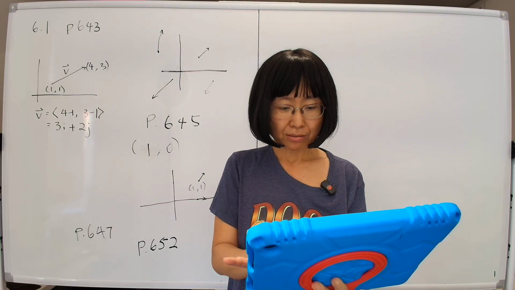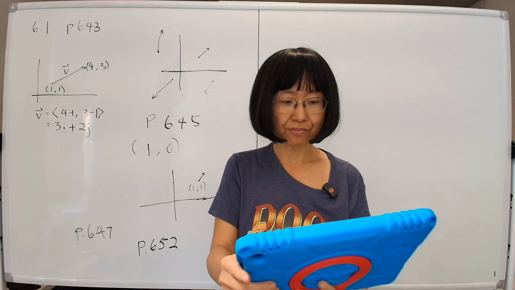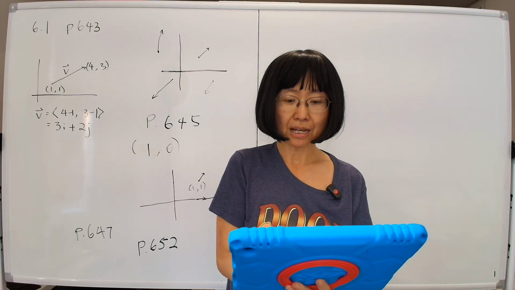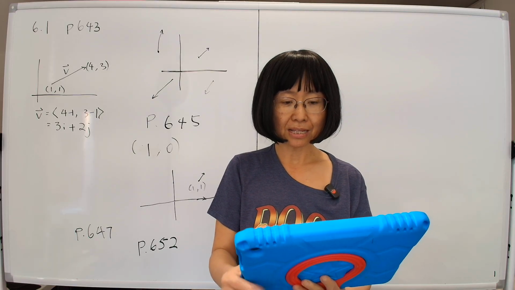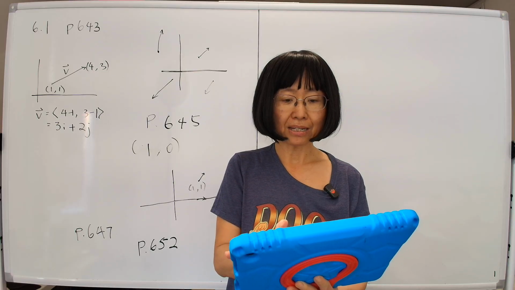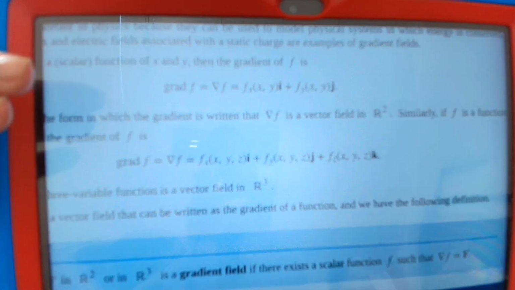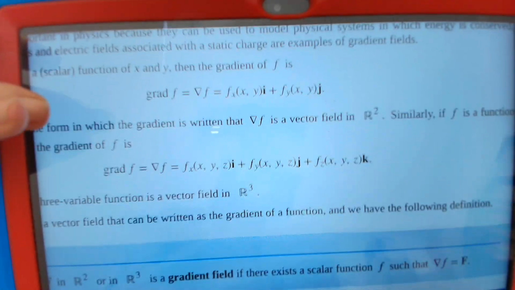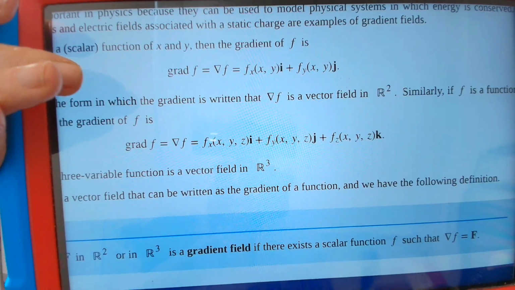All right, so then next, we are going to look at gradient fields. Gradient fields, also called conservative fields. Either way, what that means is that it is made by the gradient. Now, what is a gradient again? A gradient is when you take the partial derivative of a function. Let's say you have a function of x and y, f.